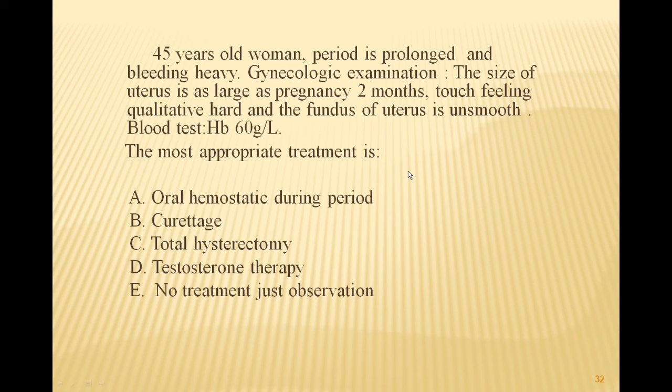We see the patient, 45 years old, whose period is prolonged and the bleeding heavy with anemia. On gynecologic examination, the size of the uterus is as large as a 2-month pregnancy, and the fundus of the uterus is not smooth. How about the diagnosis of this patient? So the most likely diagnosis of this patient is uterine fibroids, with abnormal bleeding and anemia, and medicine therapy does not work. So C is correct.